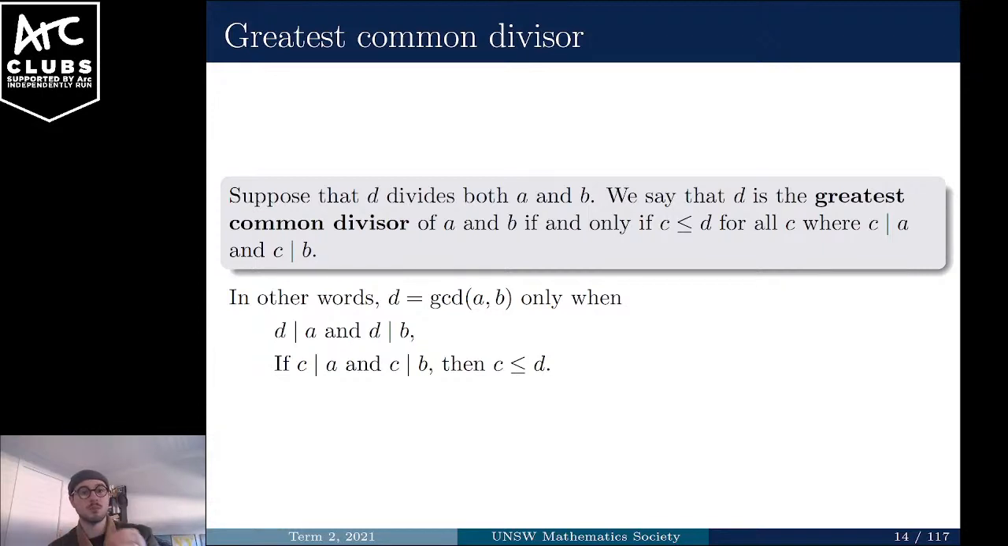Common, so it's common between the two of them, and greatest. So we mean that this is the largest one. That's all that's saying. It's saying that if you find another divisor out there in the wild, if you're searching for all these divisors and you find another one, it's got to be smaller in magnitude than this one that we're looking at, D, over here. Cool. So that's all that means.